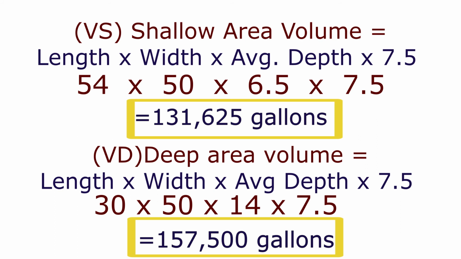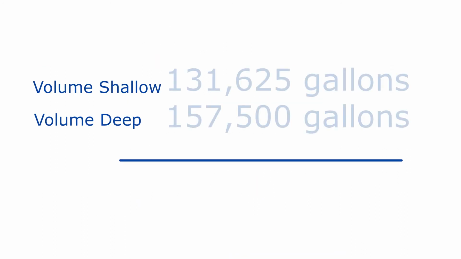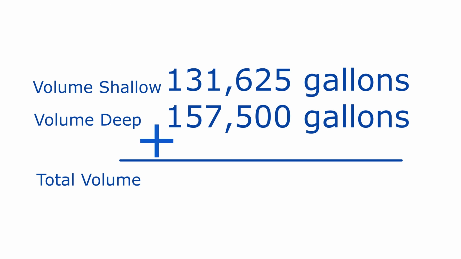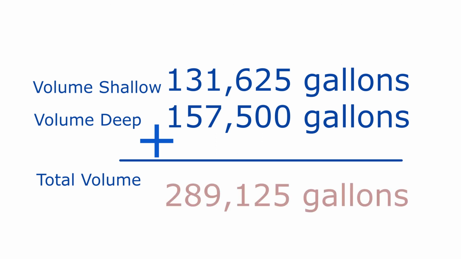And now all we have to do is add this volume and this volume together. So our V total is going to be VS plus our VB. So it's going to be 131,625 plus 157,500. And you should get an answer of 289,125 gallons.